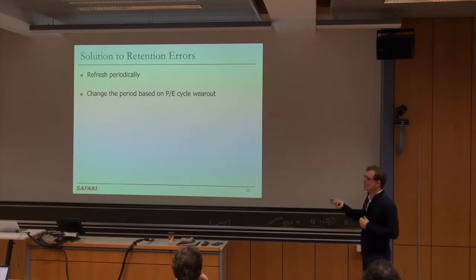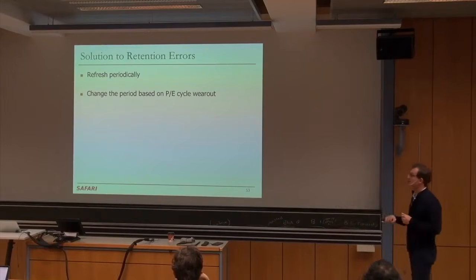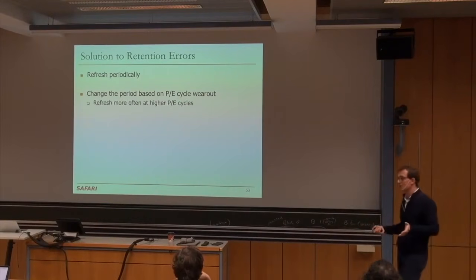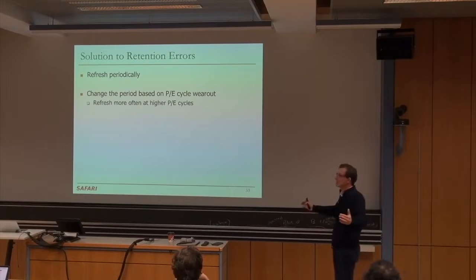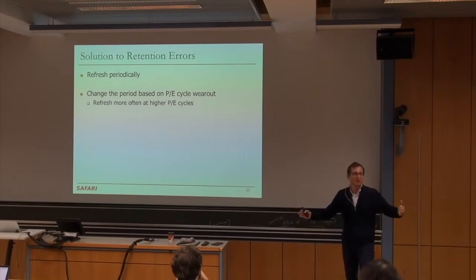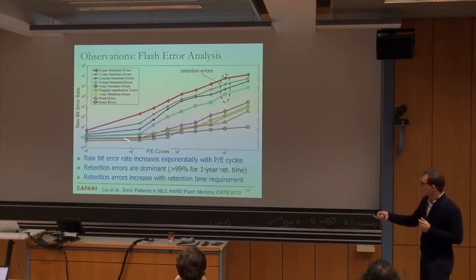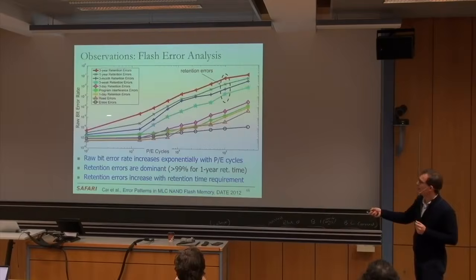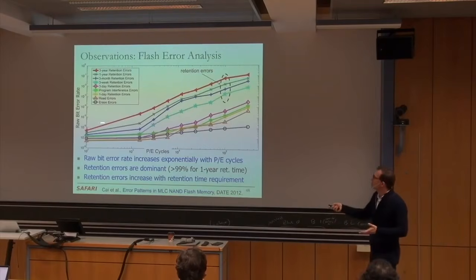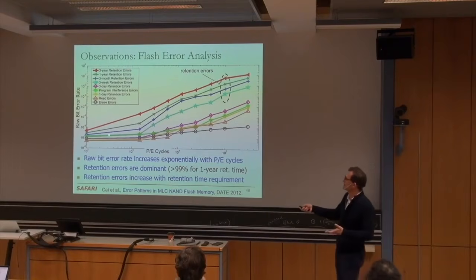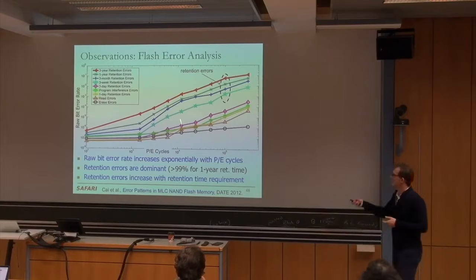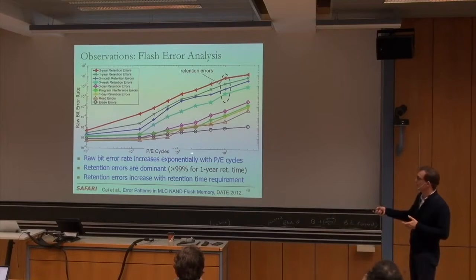Okay, the basic idea is we want to refresh periodically. You change the period based on the program/erase cycle wear out. You refresh more often at higher program/erase cycles, because initially there are not many retention errors. Retention errors are not a problem at lower cycles. So if you go back to this figure, it's very telling. If your program/erase cycles are low, your raw bit error rate is not that high. Basically, if your flash drive is not very used, that's okay. Even if your retention time is long, no problem, because your raw bit error rate is not high. But if you keep using your flash drive and if you have written a lot to it, meaning your program/erase cycle count is high, then raw bit error rate becomes a problem.